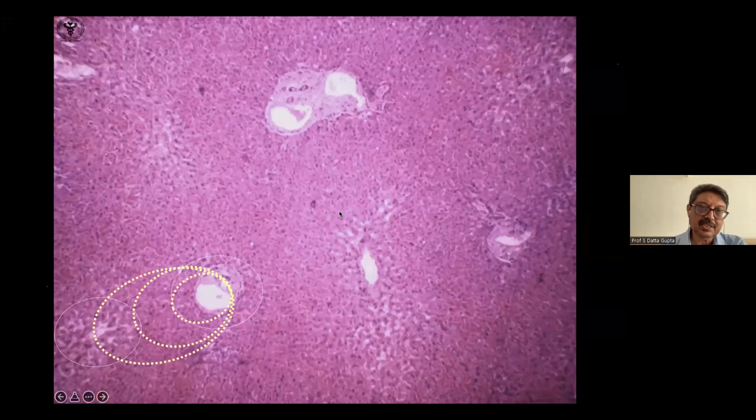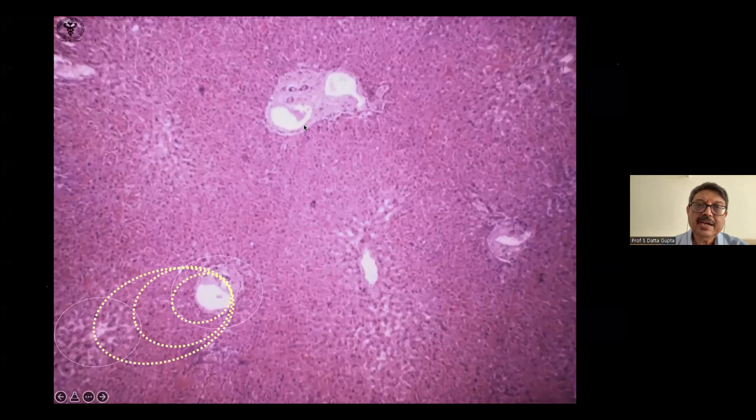Now this is a normal liver. When you see under low power, you will find these areas where there is a little lightly stained fibrous tissue also. And these are the hepatocytes. And these areas where there are just punched out holes without this fibrous tissue, these are the terminal hepatic venules, which drain into the hepatic vein. And this is what is called the portal tract here.